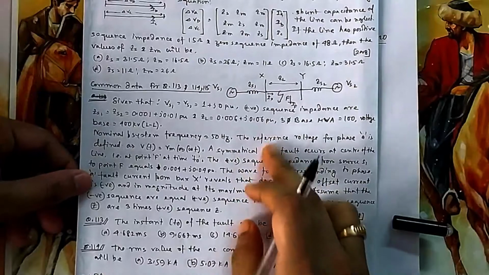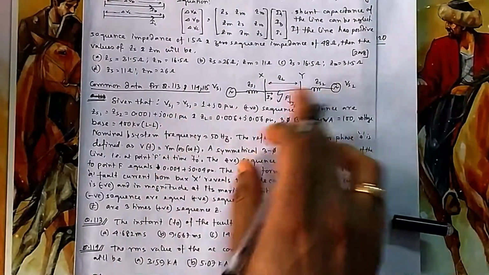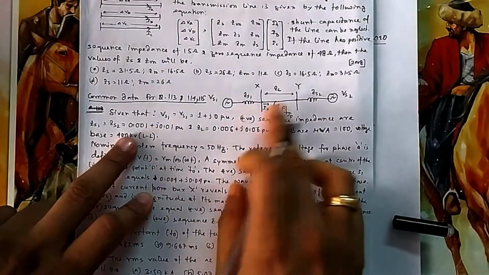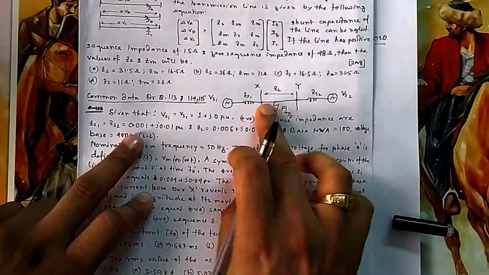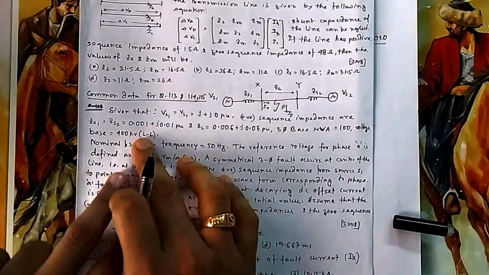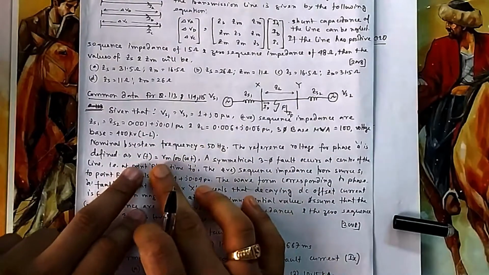Based on this data, let's understand this one. Suppose there are two generators, VS1 and VS2, with angle 0. Positive sequence impedances are given for this one and this one, both the same. ZL of the line is given. Base MVA is given. Base line-to-line voltage is given. Base nominal system frequency is given. Reference voltage for phase A is defined by this one.